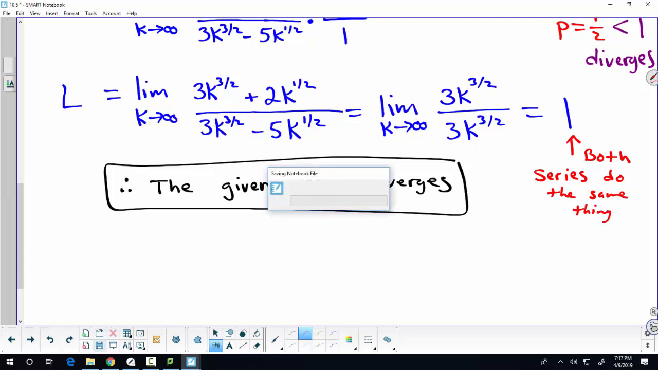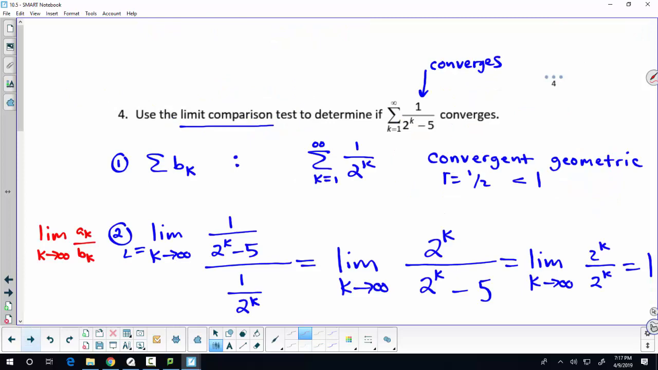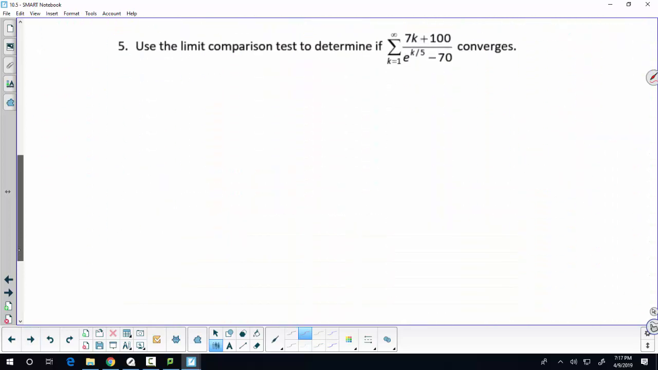Okay, any other questions on this test? I think we may have one more example. All right, why don't you all try example 5.